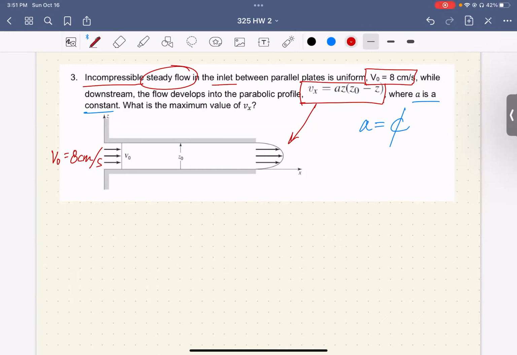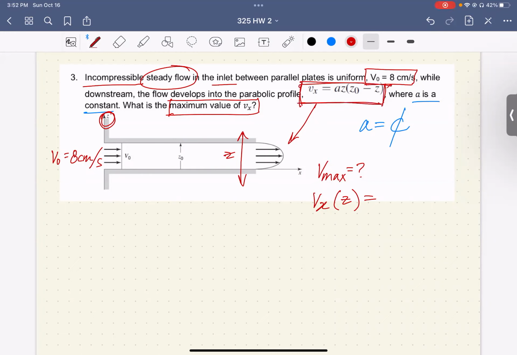Now the question is asking, what is the maximum value of Vx? What is Vmax? That's what we're solving for. In order to find Vmax, let's work backwards from this. That means we need to know Vx, which is in terms of Z. The flow profile depends on the position in Z. So we need to know Vx of z, and we are given that expression above.